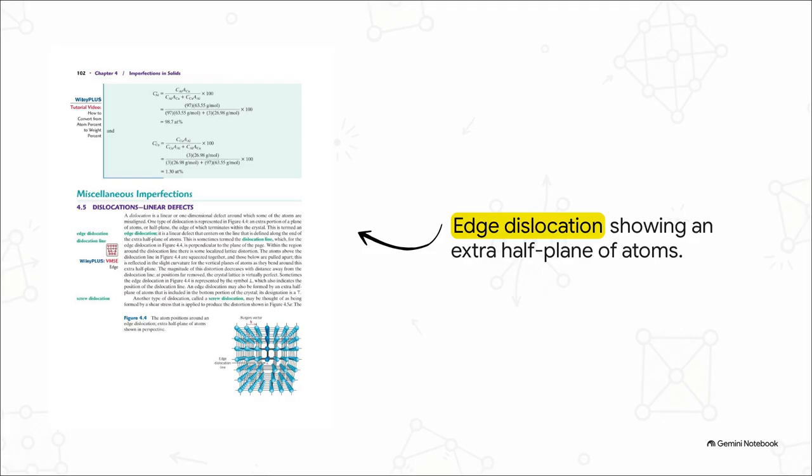That line where the extra half plane ends, that's your dislocation line. The atoms right at that edge get severely squeezed together, while the ones below it are sort of pulled apart. These edge dislocations are a massive deal because their movement is the primary reason metals can bend and permanently deform, a process we call plastic deformation, instead of just shattering into pieces like glass.